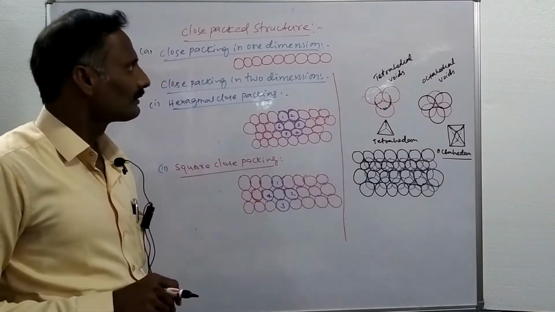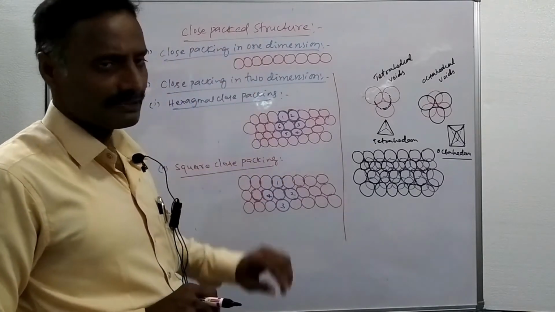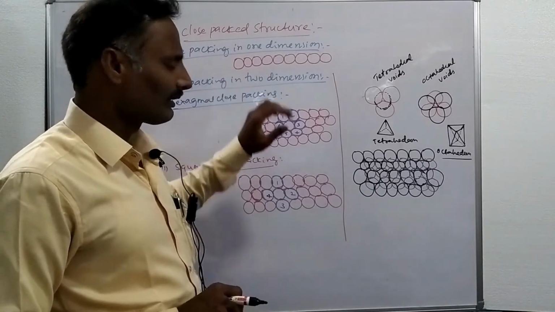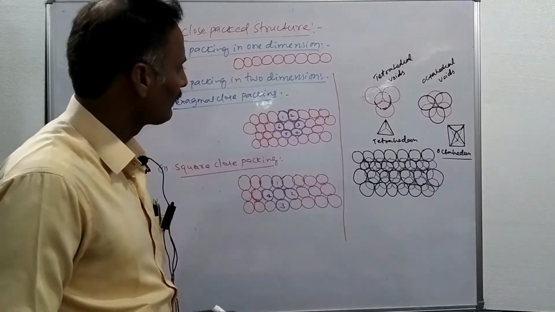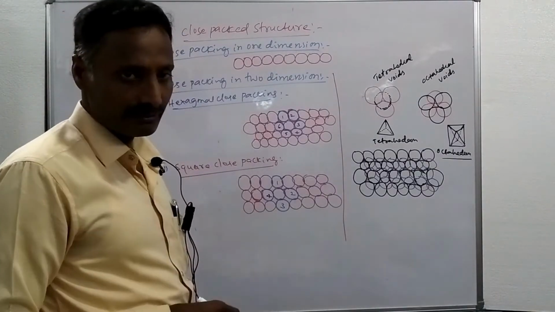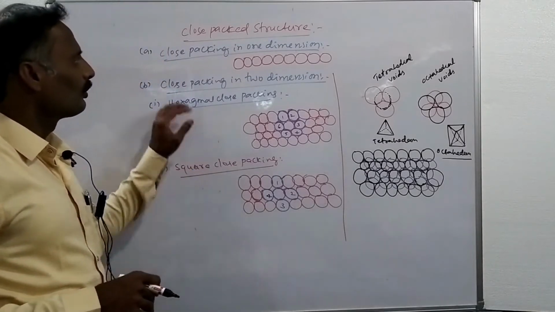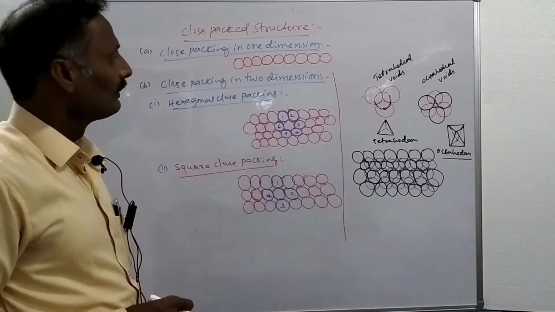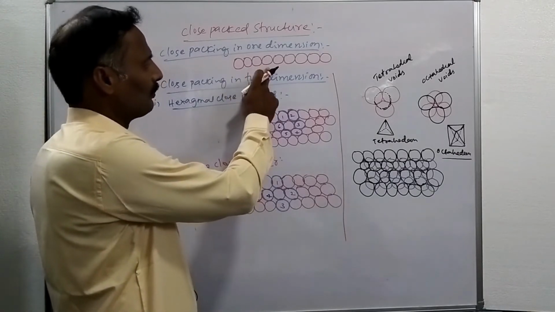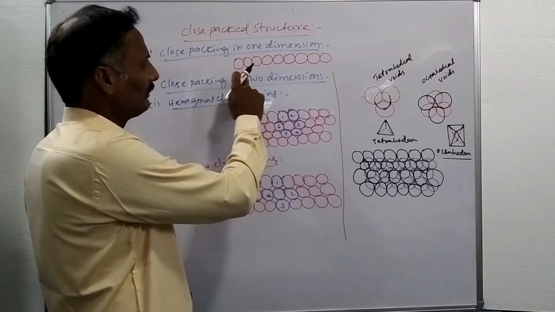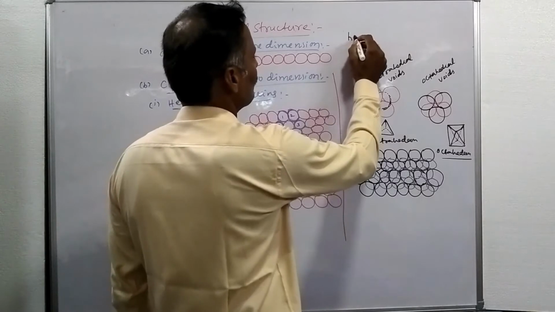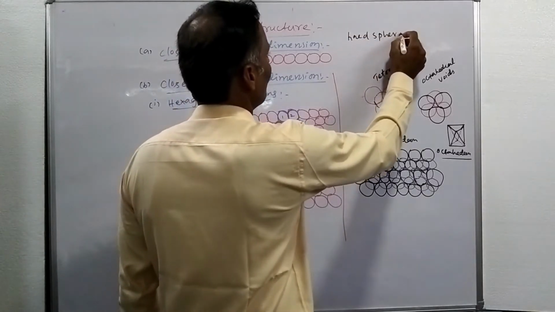Then, in this class, we have studied closed packed structures in solids. In solids, the particles are very close to one another, closely compact packed. In closed packing, you come across 3 types of structures. One is closed packing in 1 dimension. In closed packing in 1 dimension, the particles are arranged in 1 row. In solids, the particles are considered as hard spheres.